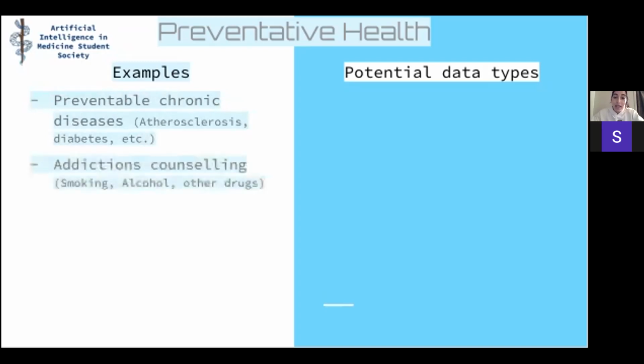We also have addictions counseling. So lots of people smoke or drink more alcohol than they should. These are very risky activities in the long run. Chronic smoking causes COPD, hypercoagulability of the blood, and lung cancer. Chronic heavy alcoholism causes liver cirrhosis, and liver cirrhosis can cause all sorts of problems.